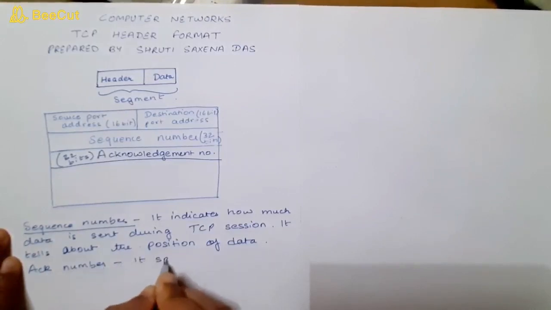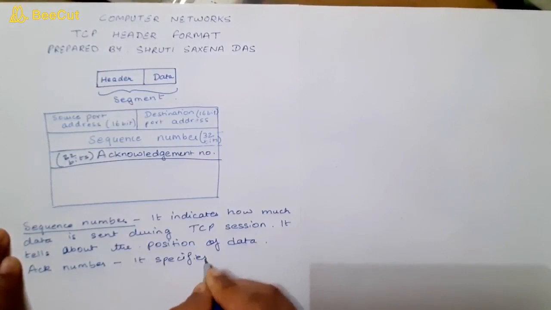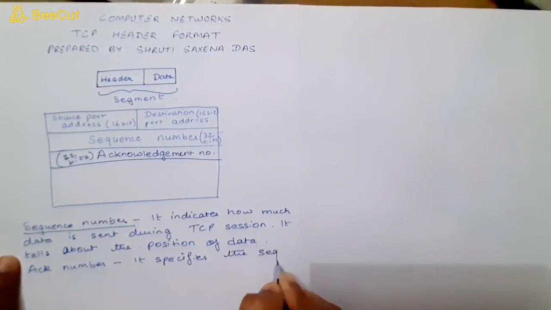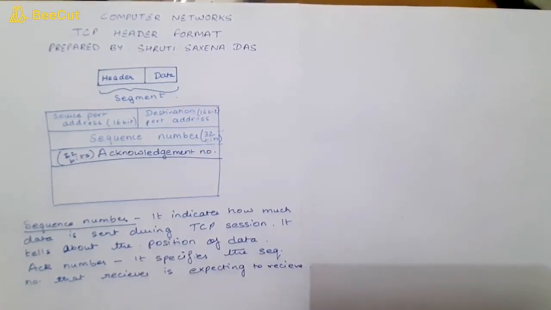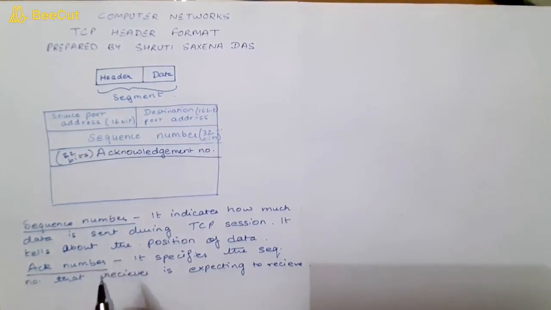So the acknowledgement number specifies the sequence number that the receiver is expecting to receive. Basically its value is the current sequence number plus 1. The next sequence number which the receiver is expecting, so the current sequence number plus 1 will be the value of this acknowledgement number.